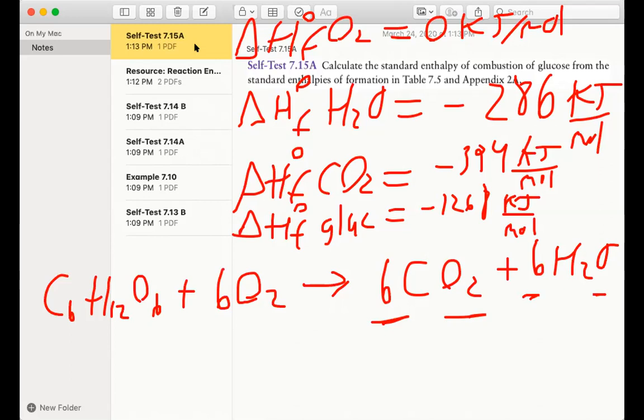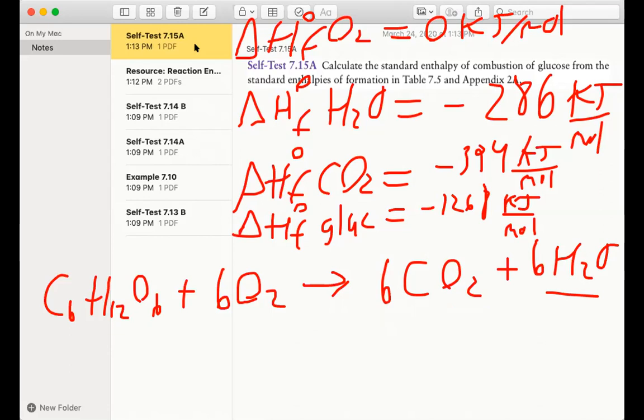Let's double check. 6 carbons, check. Carbons are good. Okay, and then what else? 6 carbons and 6 carbons. And then we've got 12 hydrogens and 12 hydrogens. That's good, 12, and 6 times 2 is 12. Then we've got 6 plus 12 is 18 oxygens, and 12 here plus 6 is 18 oxygens. Yeah, so that equation's balanced.